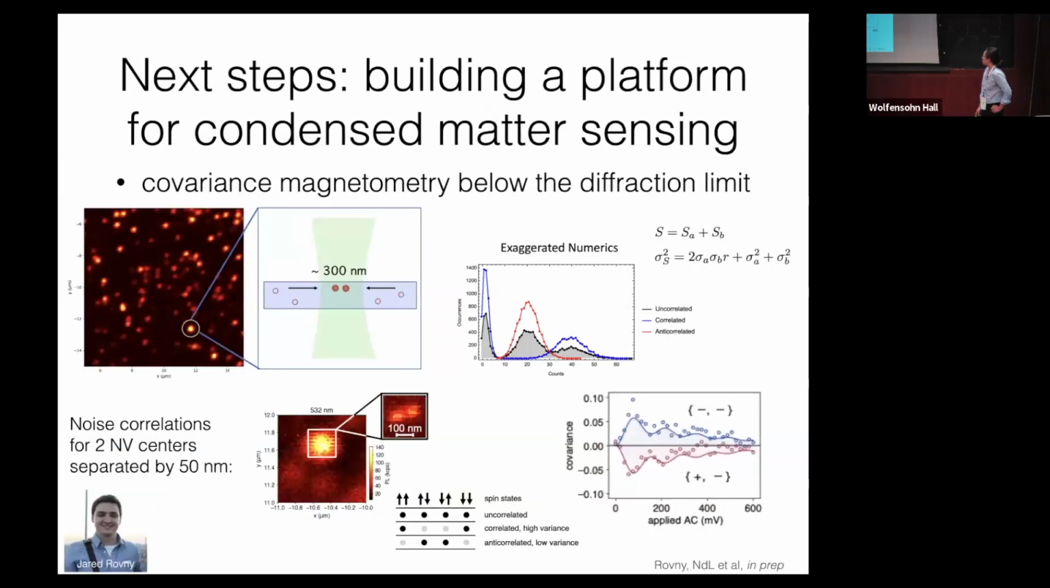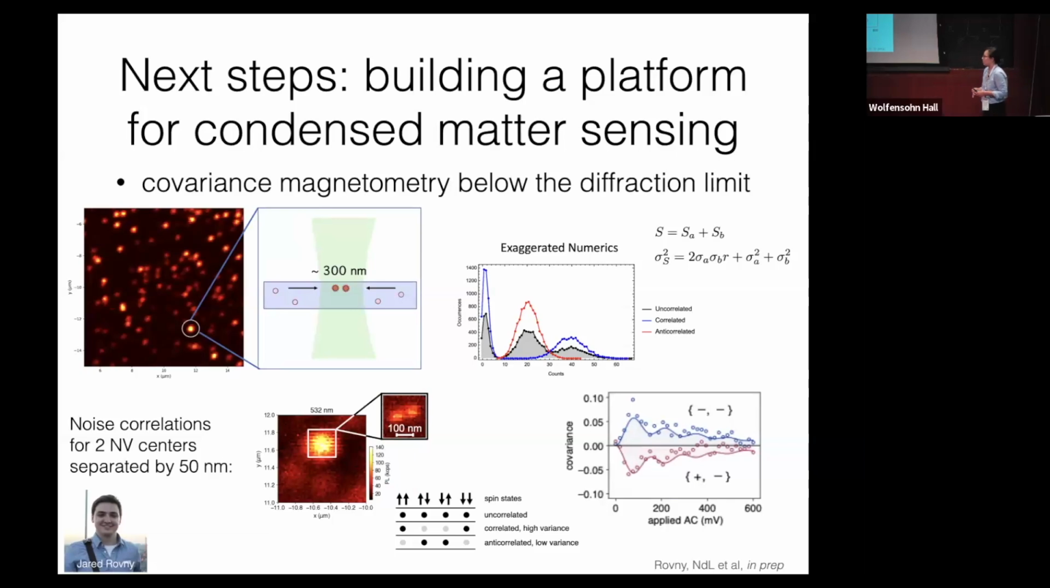Okay. So let me tell you about what we have been doing since we published that paper. So the first is that, what I showed you so far is that you pick two NV centers that you can resolve optically. I collect the statistics from each one of them, and then I compute this correlation at the end. That forces me to work beyond the optical diffraction limit. And lambda/2 in this range is like 300 nanometers. There's a lot of condensed matter physics that happens below 300 nanometers, as you know.